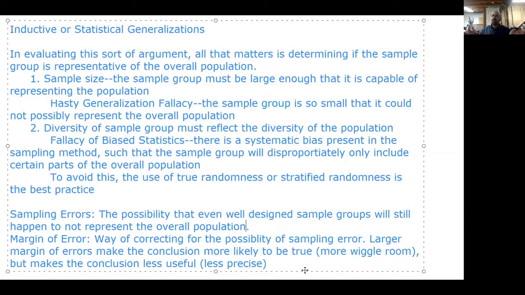The larger you make the margin of error, the more likely it will be that the conclusion is true, because you have more wiggle room, but the conclusion is simultaneously weaker. It's like a weaker claim, but a stronger argument. Weaker claim because the conclusion will be less precise because you give yourself all this wiggle room, but a stronger argument because the conclusion will be more likely to be true.